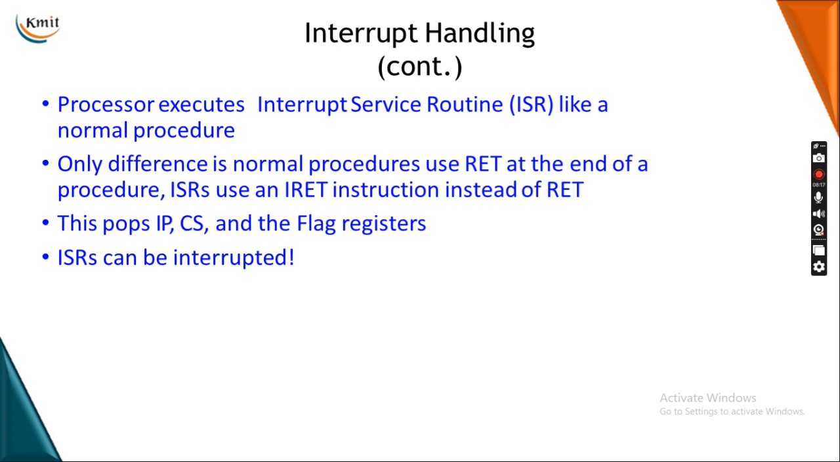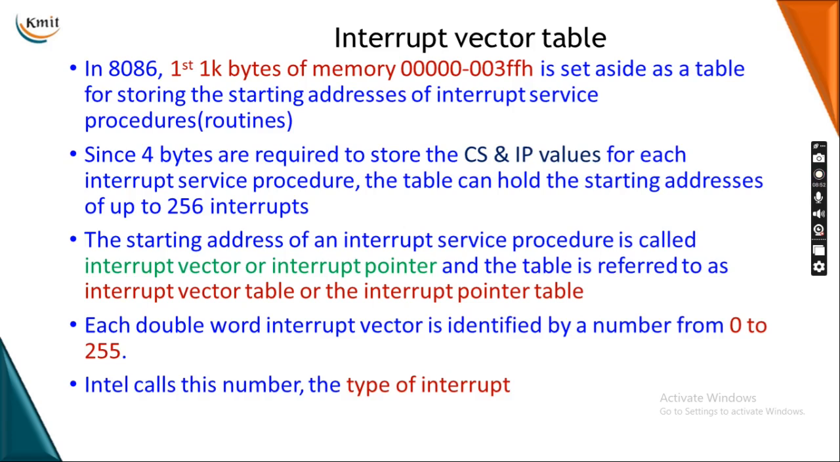Normal procedure. The only difference is that a normal procedure uses a return at the end, whereas ISRs use an IRET instruction instead of RET. After your ISR has been executed, there is an instruction called the interrupt return instruction. After that instruction, it pops IP, pops CS and pops the flag registers. Then ISRs can be interrupted. This is how interrupts are handled by the 8086.